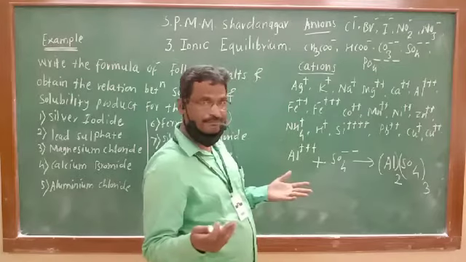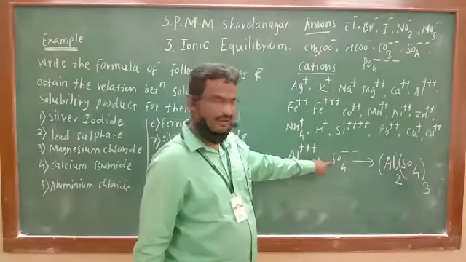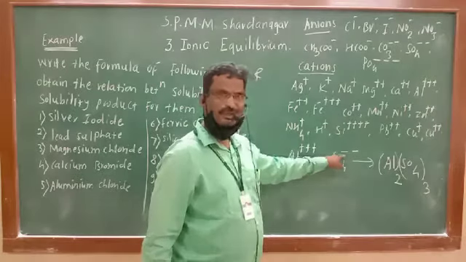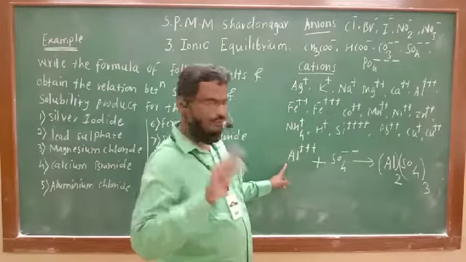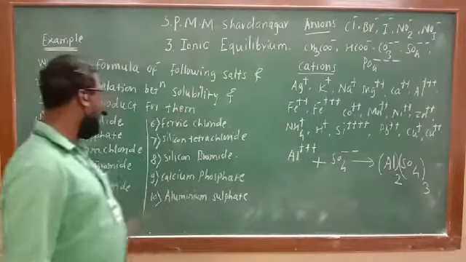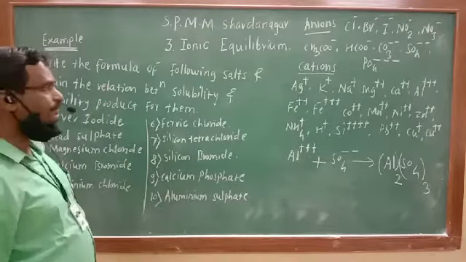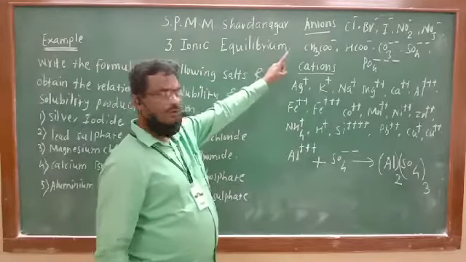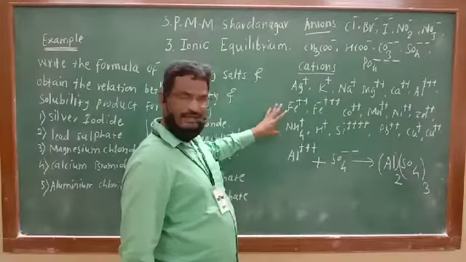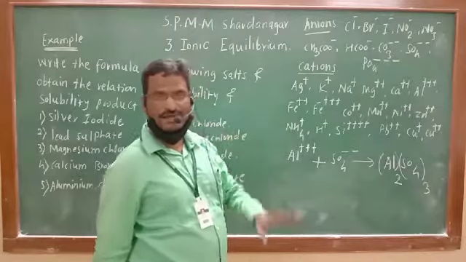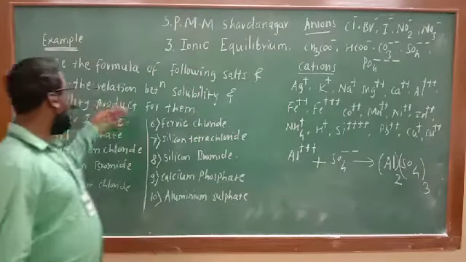How to write this? The charge of the first is the number of the second, and the charge of the second is the number of the first radical. That is how we can write the molecular formula of any salt. But for that purpose, you should have a list of anions and cations with their proper charges with you. Now the second part.